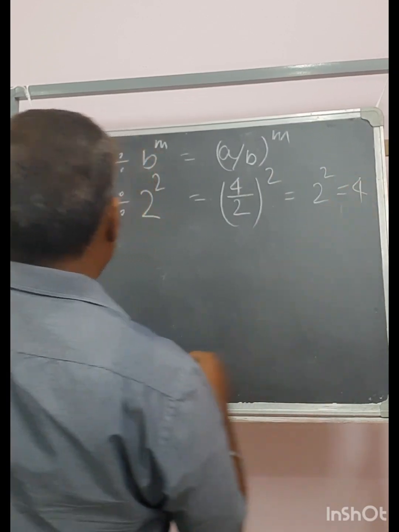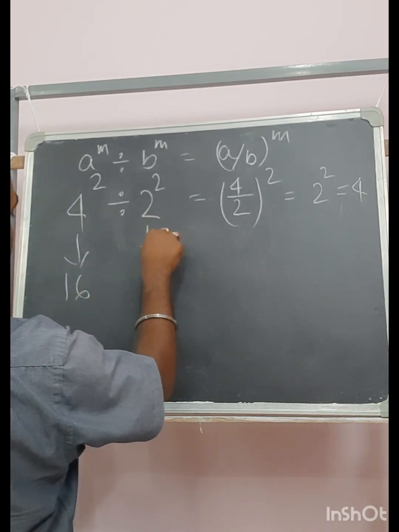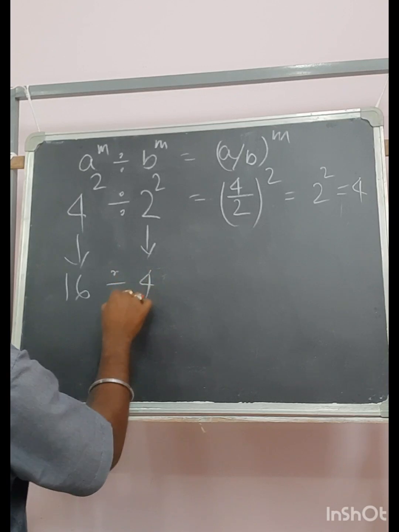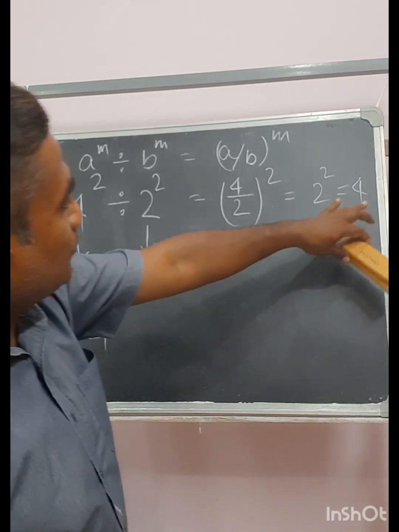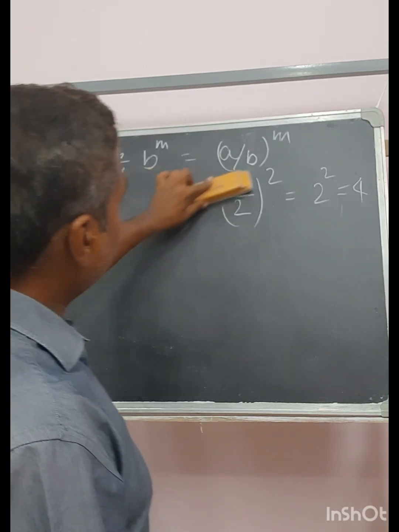Let's check here. 4 squared means 16. 2 squared means 4. If I divide, I will get 4 here. So I already got 4 there. So that means this is also correct.